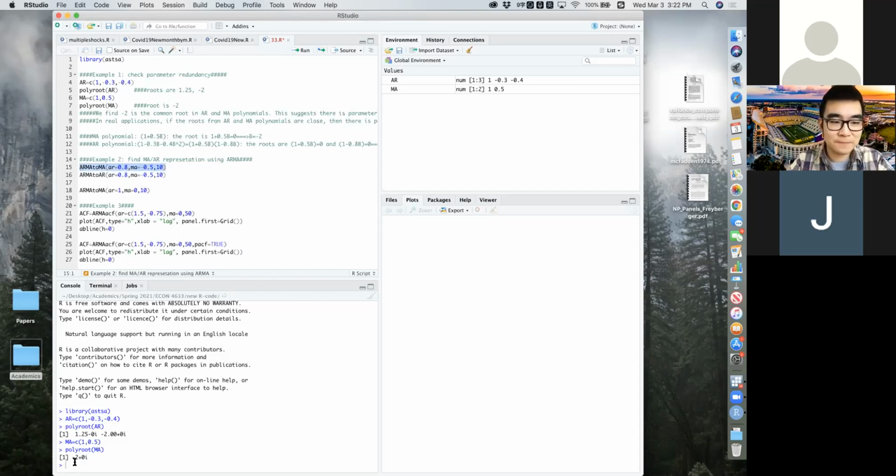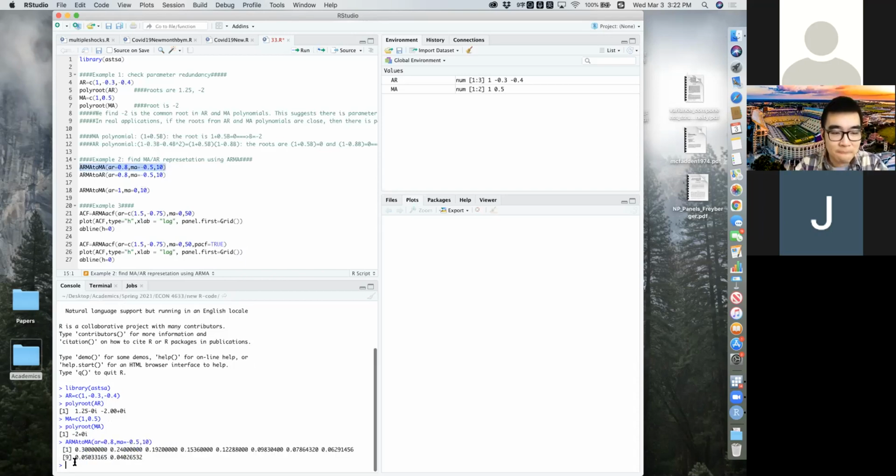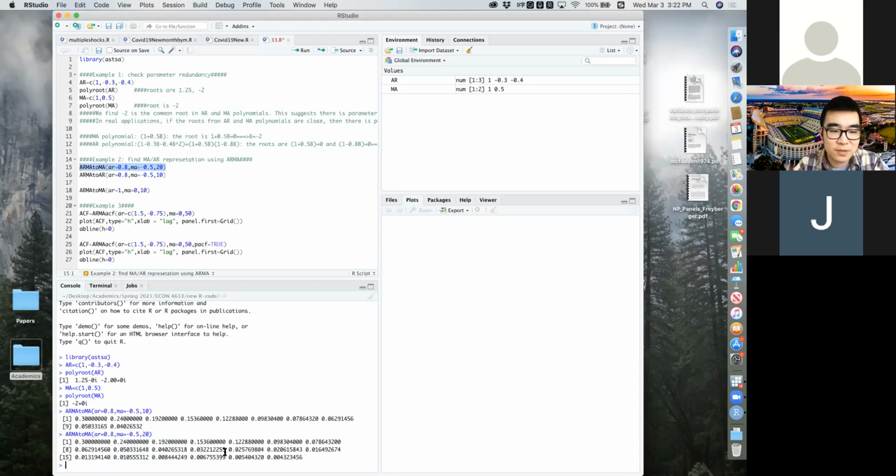Okay, so this is what we got. We start with 0.3, then 0.24, 0.192. Yeah, so you can see that this coefficient decreases. Okay, and if you increase this, I guess you see a better pattern. It decreases, or in other words, it would converge to 0.